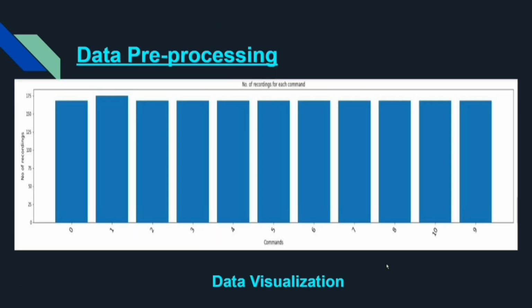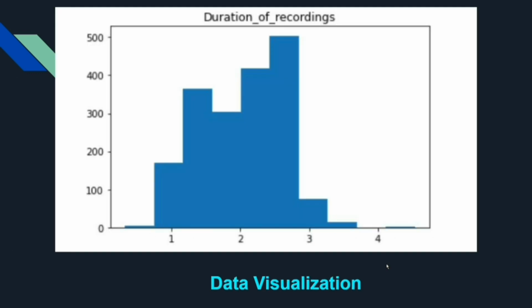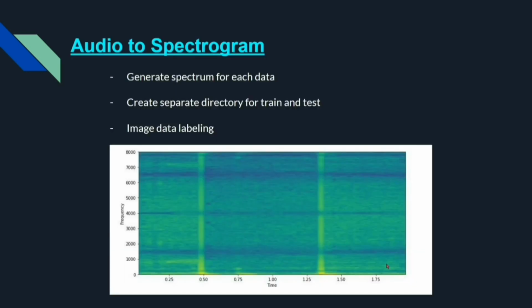Data preprocessing. In this part, we mainly focus on audio spectrogram conversion. Before discussing that, there are two pictorial representations of our data. These pictures represent 150 records of individual data and the duration of data recording. Then we generated frequency spectrum for all individual data.